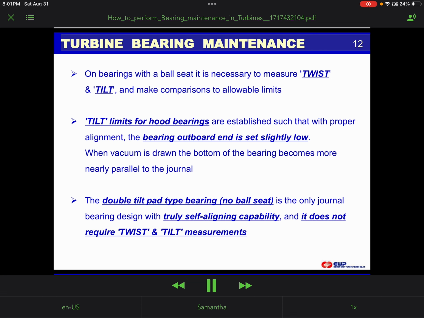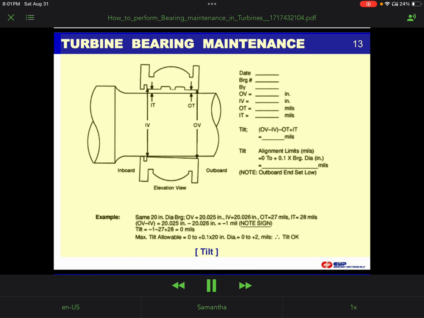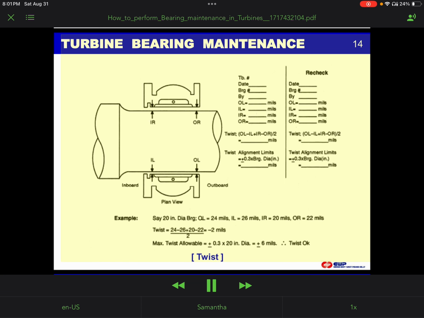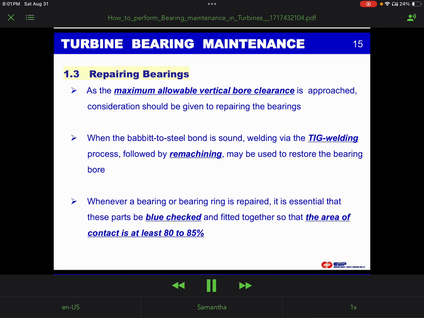Turbine bearing maintenance. 12. Tilt. 13. Twist. 14. 1.3 Repairing bearings. As the maximum allowable vertical bore clearance is approached, consideration should be given to repairing the bearings. When the babbitt to steel bond is sound, welding via the TIG welding process, followed by remachining, may be used to restore the bearing bore. Whenever a bearing or bearing ring is repaired, it is essential that these parts be blue checked and fitted together so that the area of contact is at least 80 to 85%.